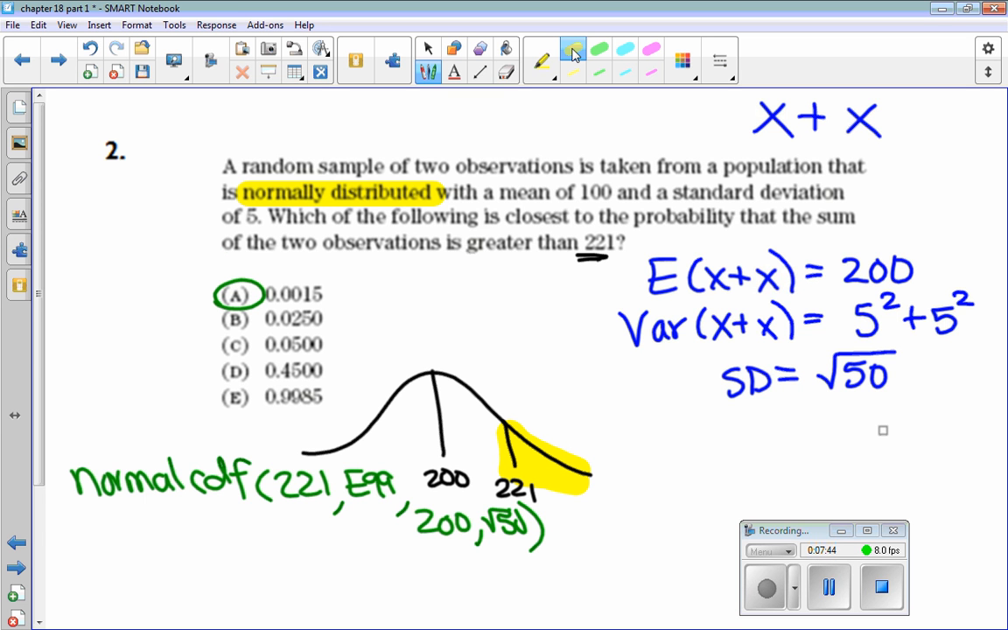So normal CDF would be 221 to E99. And then my new mean is 200, and my standard deviation is the square root of 50. Paste. I didn't get a 0. I wonder why it went straight to 0, nothing else.